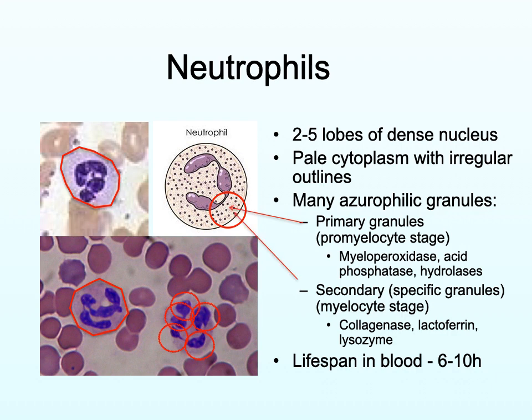Remember from the first lecture, the primary granules are produced during the promyelocyte stage, while the secondary granules are produced in the myelocyte stage. The contents of primary granules are myeloperoxidase, acid phosphatase, and hydrolases, while the secondary granules, or the specific granules, contain collagenase, lactoferrin, and lysozyme. The lifespan in blood of neutrophils is around 6 to 10 hours only.